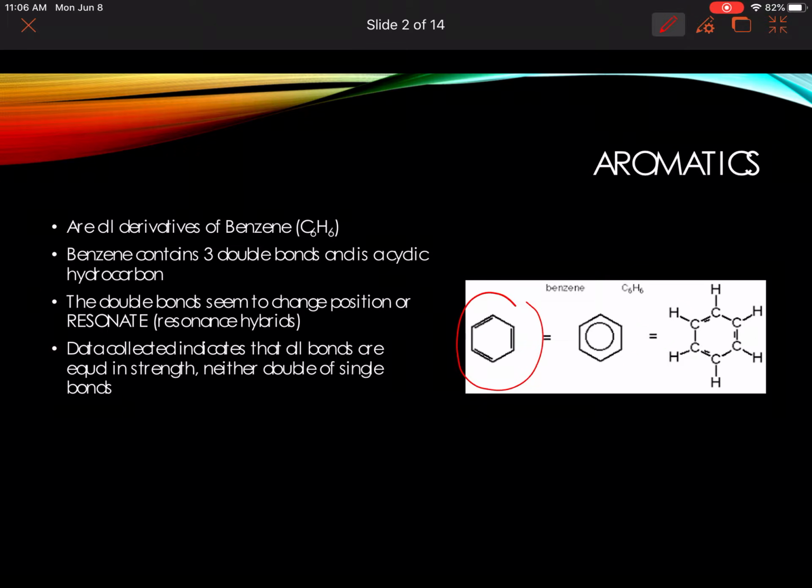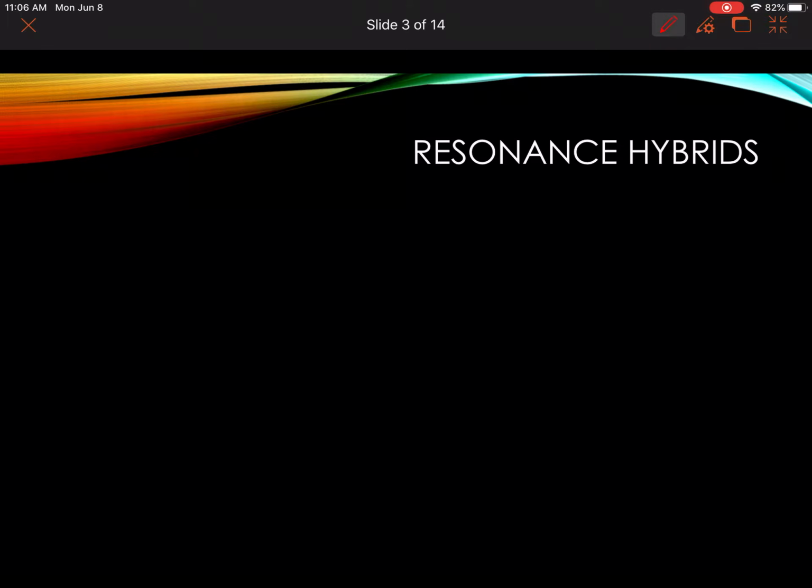So basically, we draw it showing the 3 double bonds, but in reality, none of them are double, none of them are single. And I'll just show it to you in the next slide. Again, data collected shows that all the bonds are equal in strength. So we've got 6 carbons in a ring. I'm just going to draw them here. And so we've got the double bonds alternating, right? And then we've got a hydrogen on each of those.